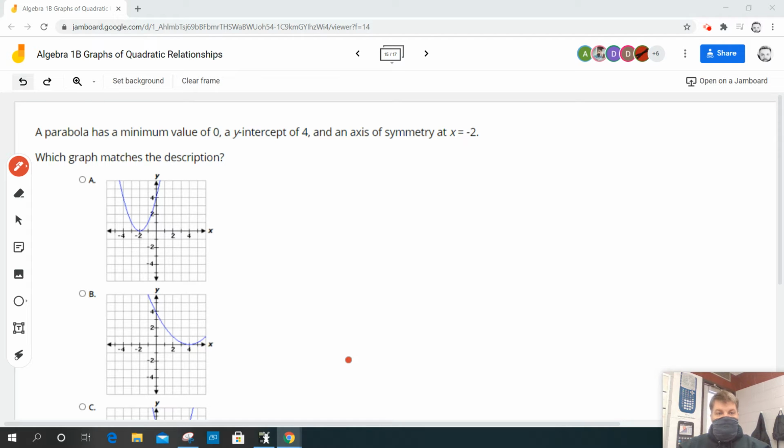All right, here we go. So this one says a parabola has a minimum value of 0. So what does that tell you? Well, a couple of things.